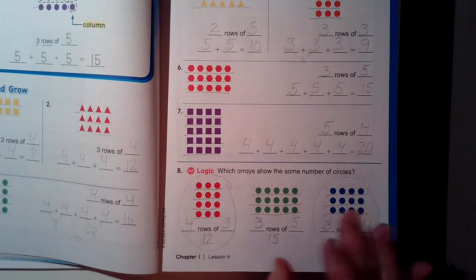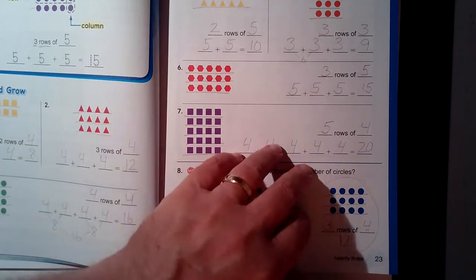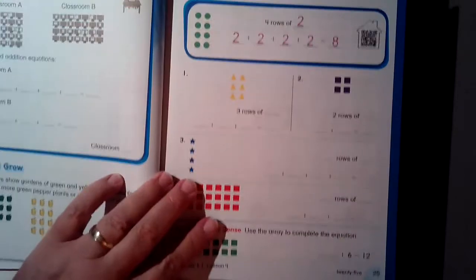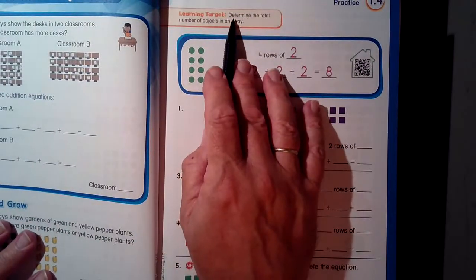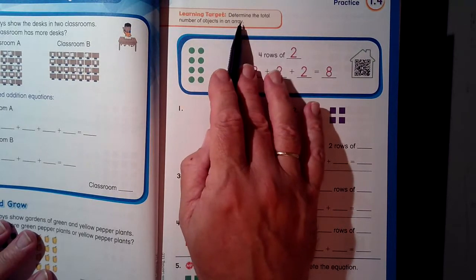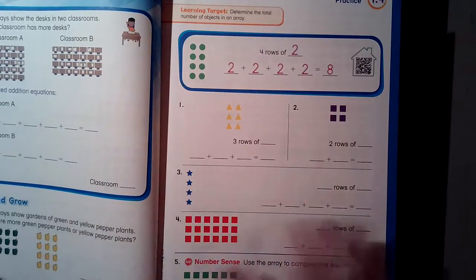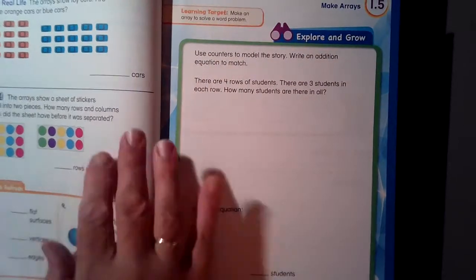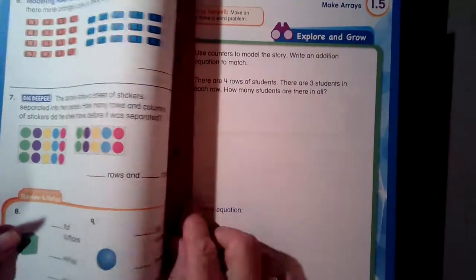All right, boys and girls, remember, if I went too fast, you can rewind, you can pause, you can look at this again. When you are done writing this down, then I want you to go to page 25, find your total number of objects in an array, and let's find out how you are doing. Okay? If you would like to challenge yourself, go to page 26 and then put your bookmark.